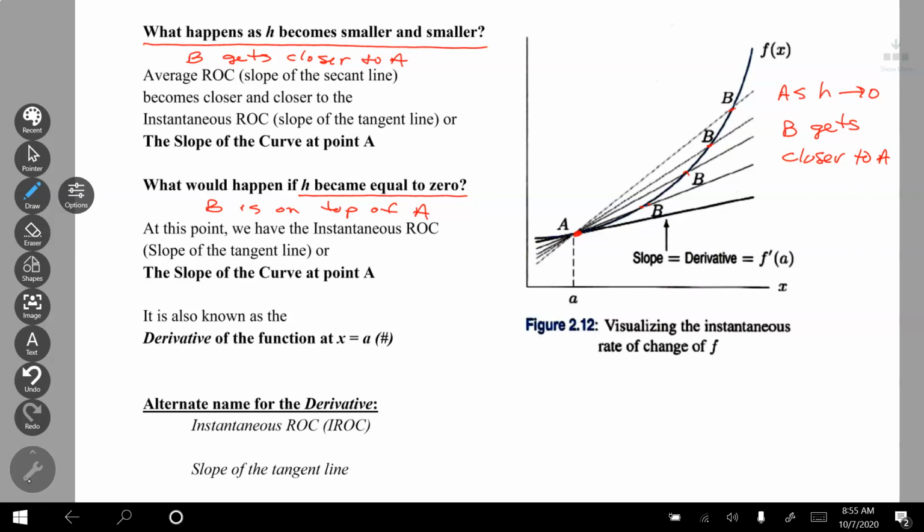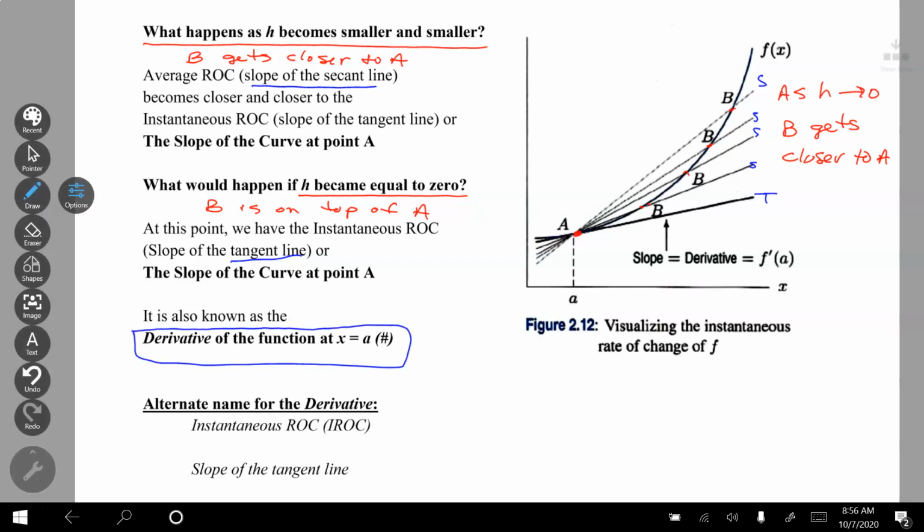And all these lines earlier, these are all secant lines. And then finally, where B is on top of A, I get something that is an instantaneous rate of change, not an average rate of change, and this becomes a tangent line. And that's what we're really looking at. And the slope of the curve at point A, the instantaneous rate of change, or the slope of the tangent line, is called the special word derivative.